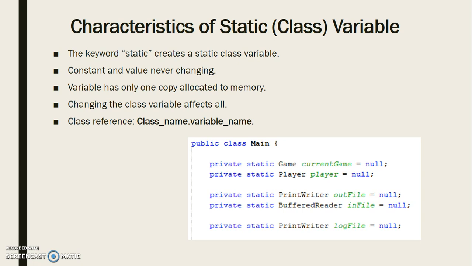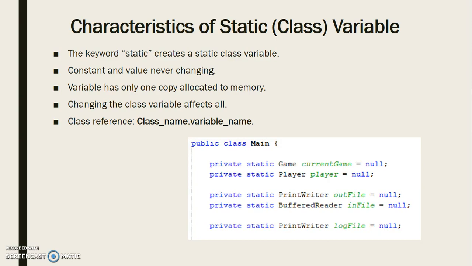Static variables are also called class variables because their value never changes, no matter how many instances of the class you have. So this is very handy because if there's something that you want to stay the same, no matter how many instances of the class you have, you will use static variables.